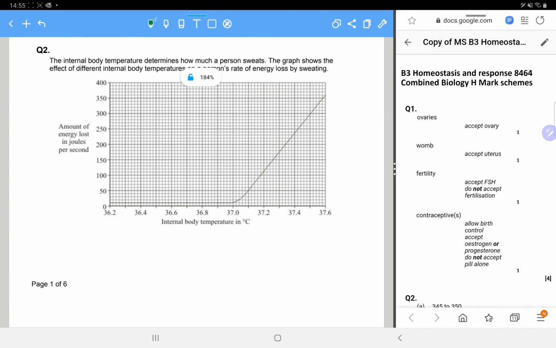So let's go to question 2. The internal body temperature determines how much a person sweats. The graph shows the effect of different internal body temperatures on a person's rate of energy loss by sweating. I've done this in a separate question, and so I'm going to upload that. So can you find the next video which shows that graph as part of the question?